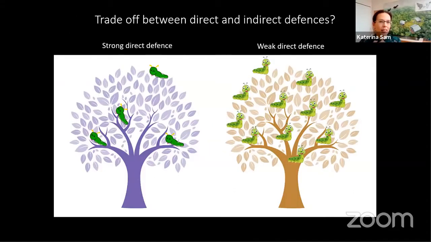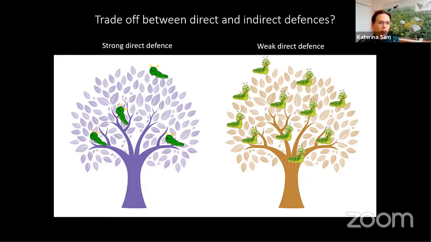And you might think that there is a trade-off between such defenses, between the direct and indirect. Because if you look at the tree which has very strong direct defenses, there will be only a few very sick caterpillars feeding on them. And when we look at the tree with very weak direct defenses, there will be maybe many very happy caterpillars feeding on that tree.